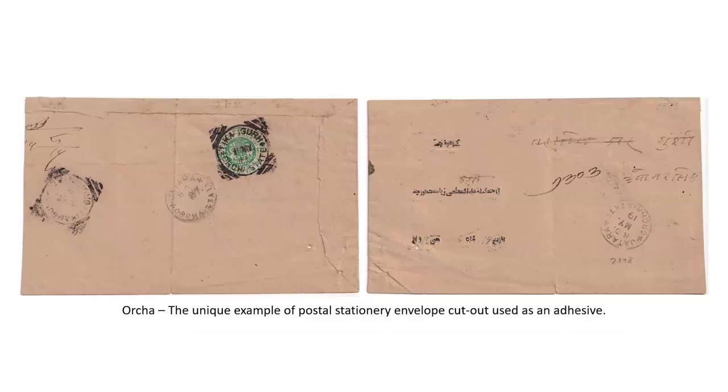Here we have a really interesting cover. This is actually a cutout of the postal stationery envelope of Orchard, which in itself is a mighty rare item, believed to be maybe a handful of maybe a dozen or so mint examples are known. And this is the only known cutout used as an adhesive.